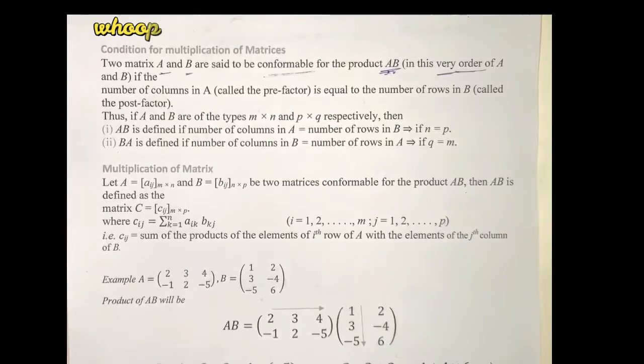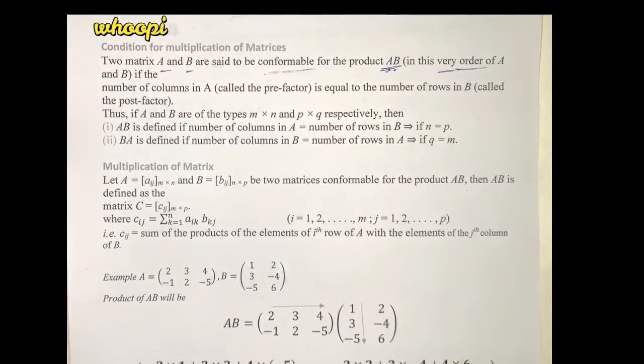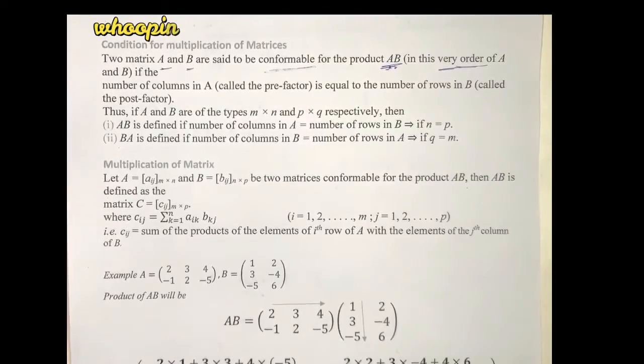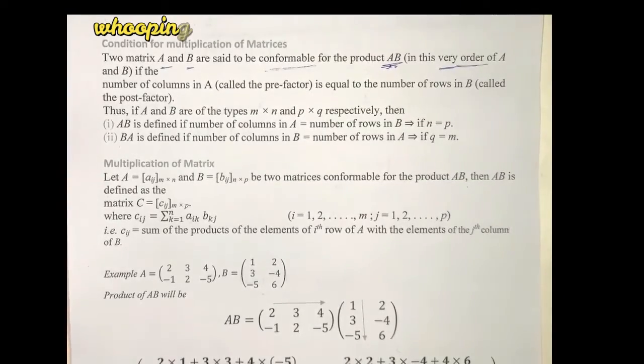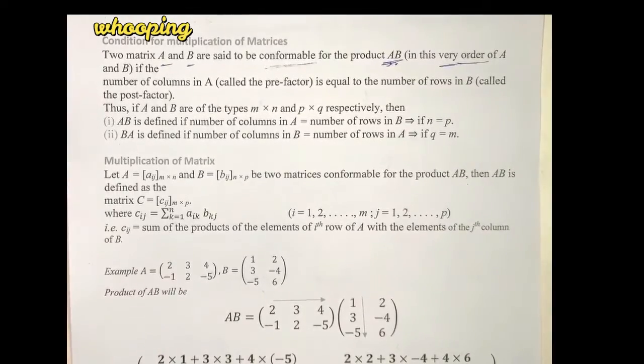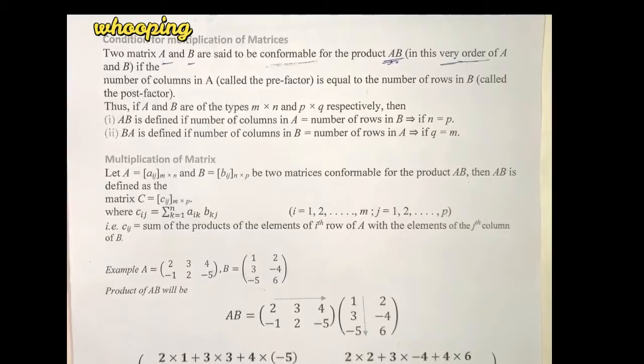So multiplication of a matrix by a scalar said that if a matrix is multiplied by a scalar, then each element of the matrix gets multiplied by the scalar. So this was the recall of the previous class. Now we are going to discuss conditions for multiplication of matrices.